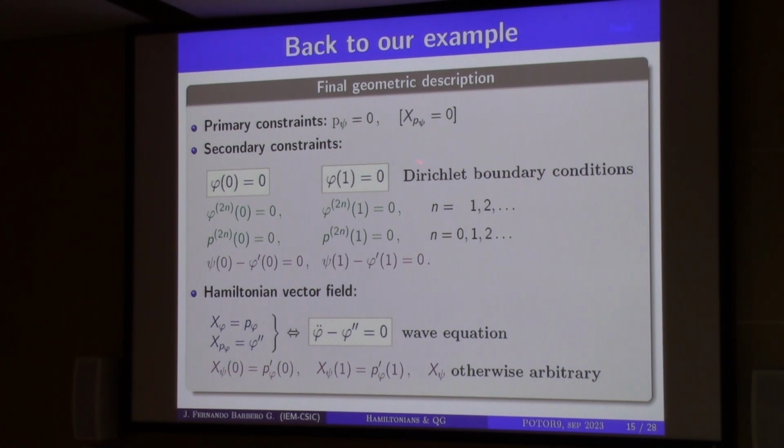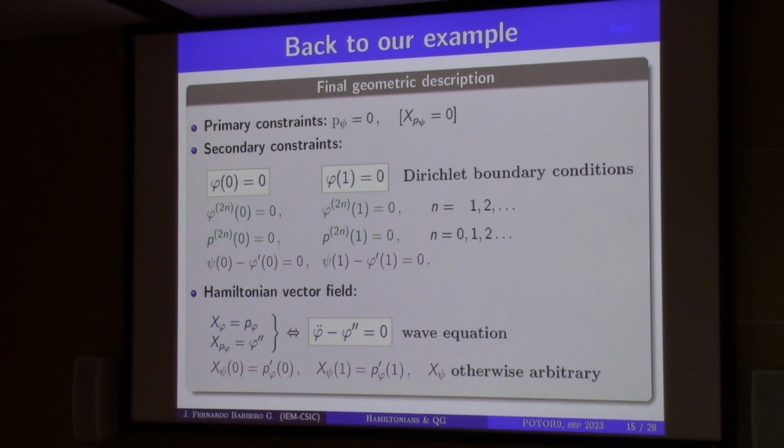Of course, this must happen for every time, so that means that the component of the vector field that describes the dynamics associated with this is also zero. Now, despite the fact that this is a scalar field, which is not a gauge theory with constraints, it's a singular system, I find a set of secondary constraints, and these are very interesting. The first ones are just the boundary condition.